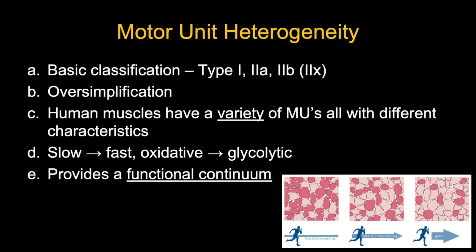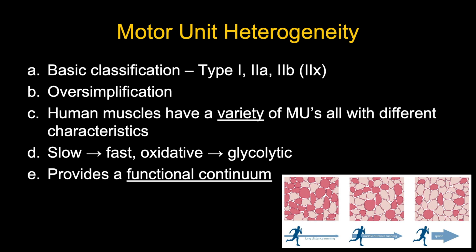As exercise physiologists, we like to classify motor units into three categories: Type 1, Type 2A, and Type 2B, which is now known as Type 2X. This is used for edification purposes and is an oversimplification of reality. Human skeletal muscles actually have a variety of motor units, all with different characteristics, not just the slow to fast oxidative to glycolytic, which are the Type 1, Type 2A, and Type 2X respectively.